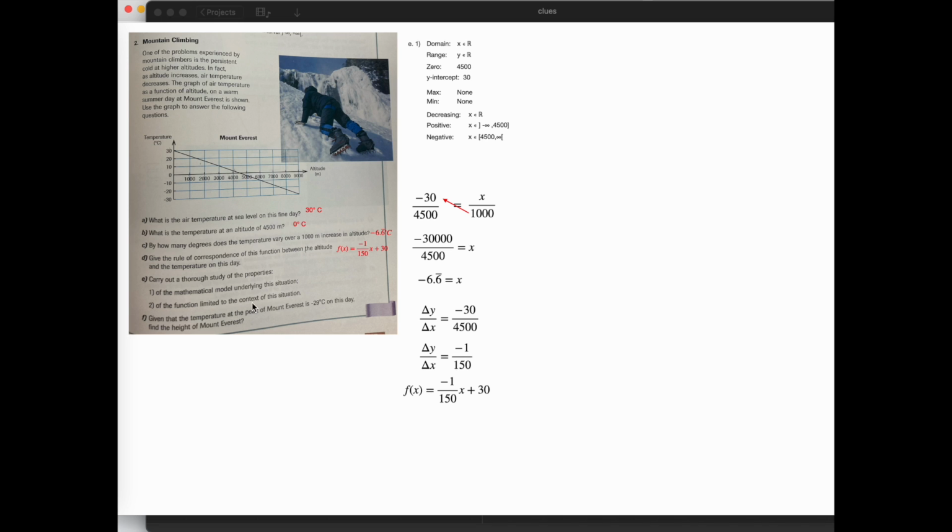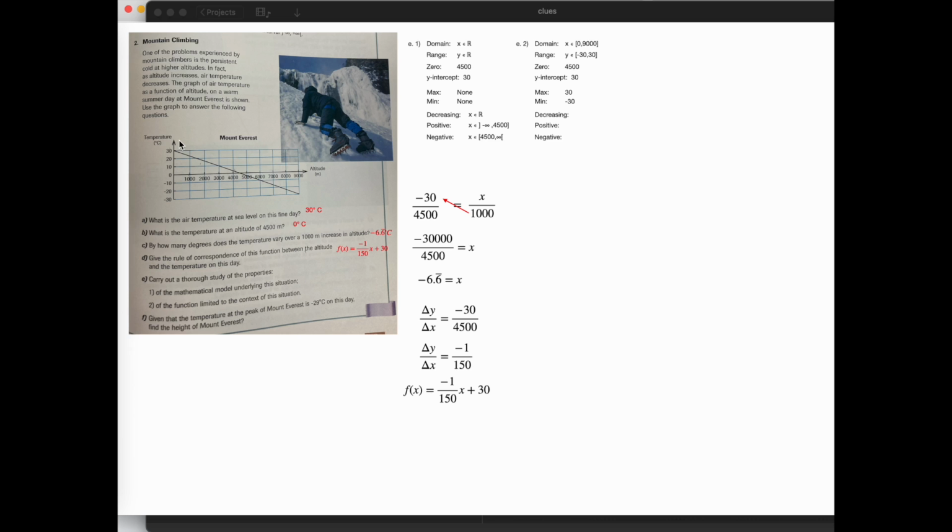Look at the actual context of the situation, not just the model. The context of the situation, the domain, what happens when you get to an altitude of less than 0. We're not looking at below sea level because sea level is as low as you're going to go, 0 until 9,000 meters. That's the context of the situation. The domain is from 0 to 9,000. The range is, the lowest we're going is negative 30. The highest we're going is 30, negative 30 to positive 30. The 0 is the same, it's 4,500. The y-intercept is the same, 30. The maximum is not the same because now we have a maximum, 30, and we have a minimum, negative 30.